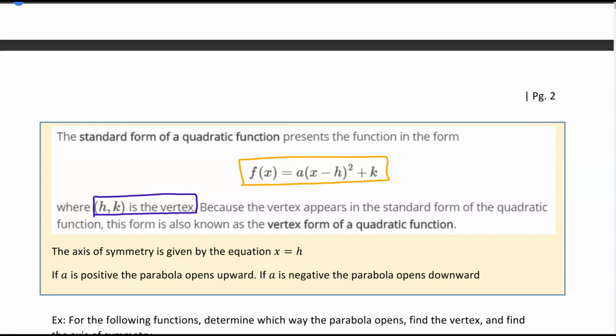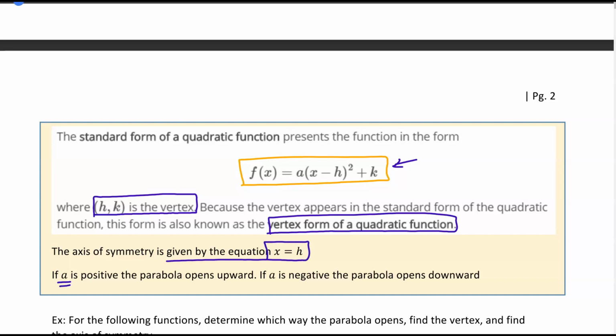Because the vertex appears in standard form of the quadratic function, this form is also known as vertex form for the quadratic function. Okay, and again, because I can just look at the formula here and say, well, my vertex is going to be (h, k). The axis of symmetry is given by the equation x equals h.